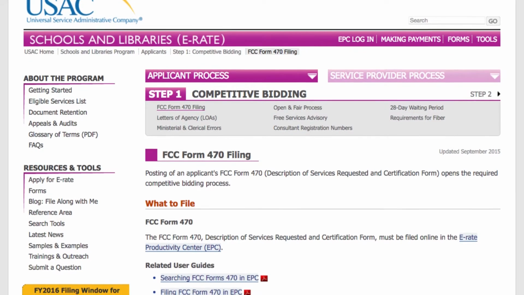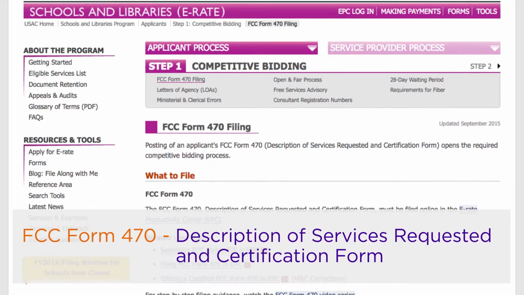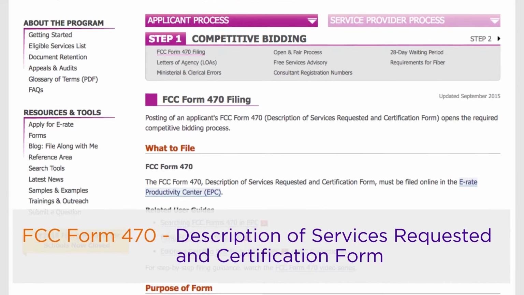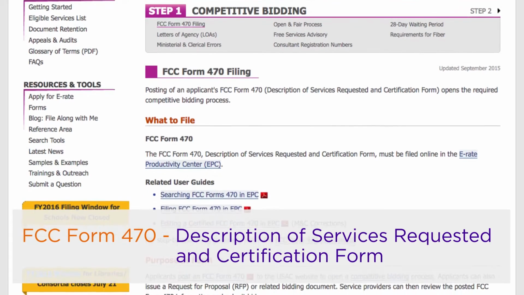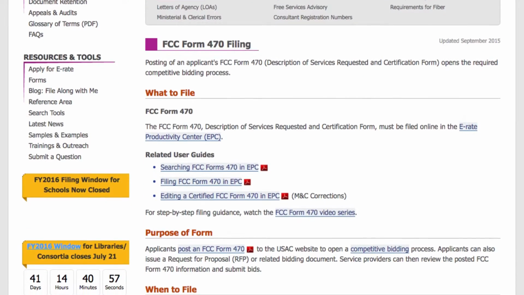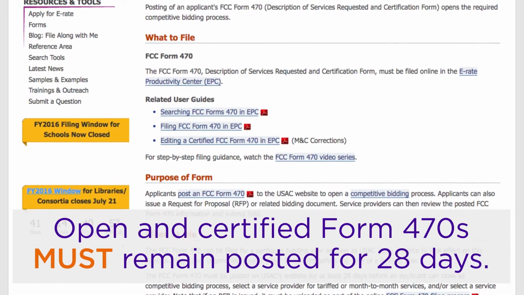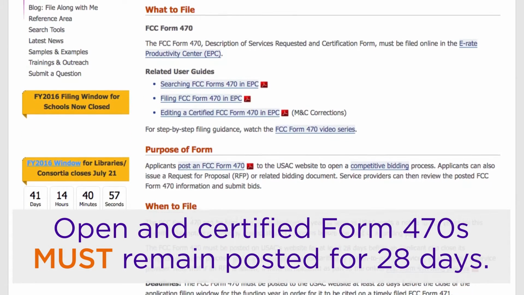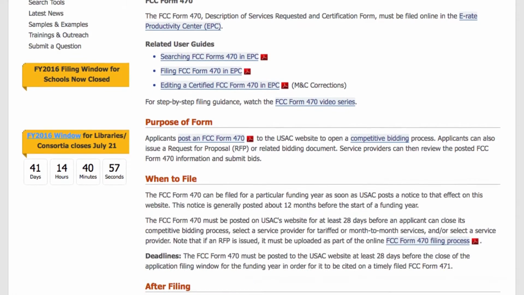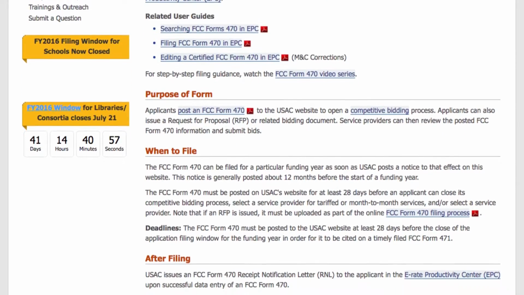The posting of an applicant's open and certified FCC Form 470, or Description of Services Requested and Certification Form, is what officially opens the required competitive bidding process. Open and certified Form 470s must remain posted for 28 days. Applicants will then evaluate bid responses and choose a vendor.